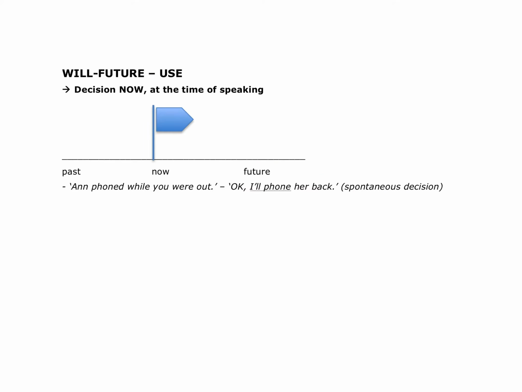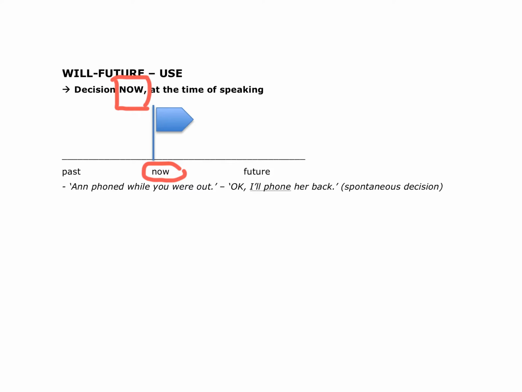Let's have a closer look at the will future. If you look at the example sentences, for example, your mom tells you, Anna phoned you while you were out. And then you answer spontaneously, okay, I'll phone her back. You could also say, I will phone her back. So this means that it is a spontaneous decision right now at the time of speaking. So this means that the decision is made right now. So now at the time of speaking.